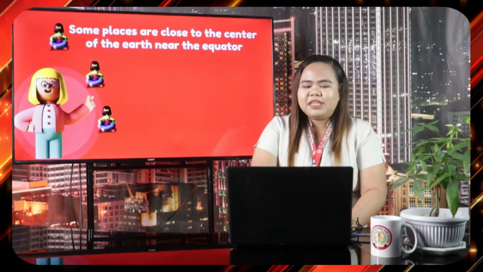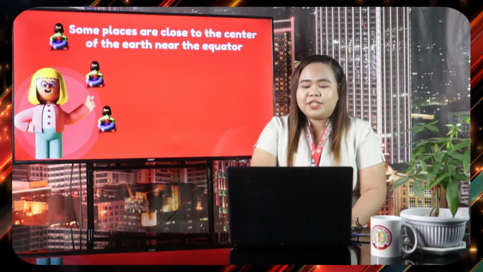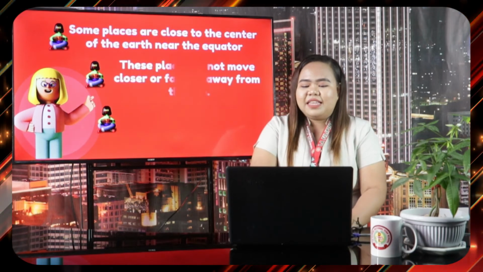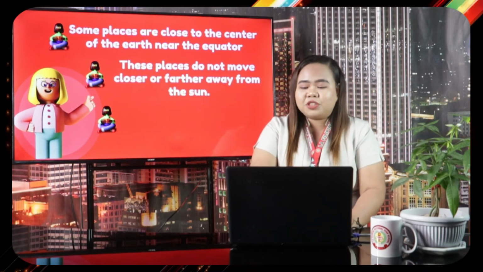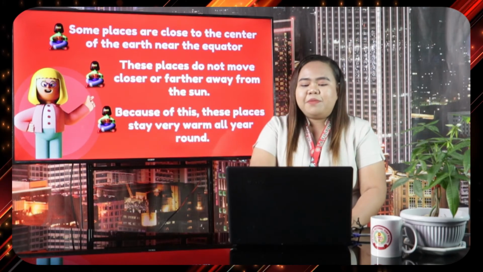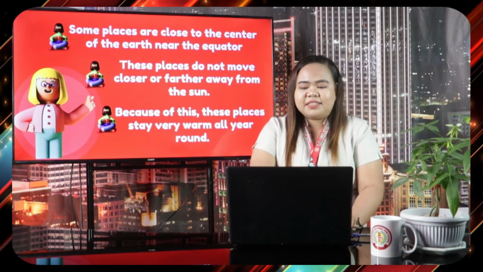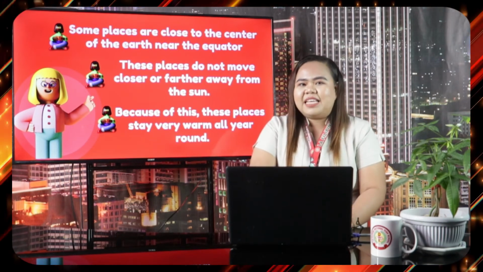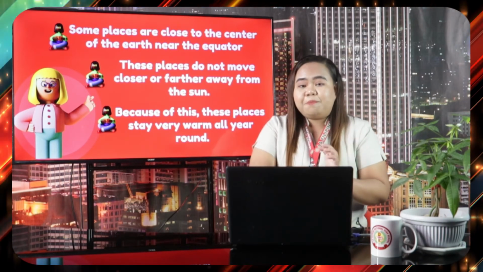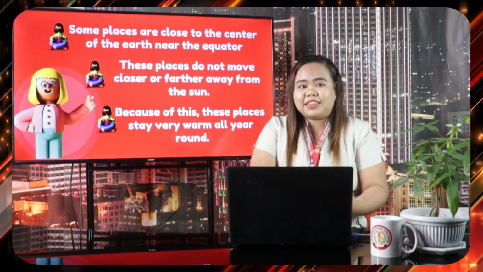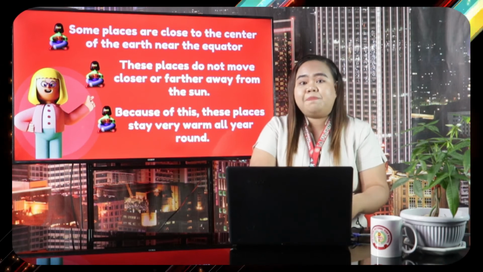First, some places are close to the center of the earth, near the equator. Second, these places do not move closer or farther away from the sun. And the last one, because of this, these places stay very warm all year around. Thus, we can say that the answer is the position of the country in the different latitudes of the earth.